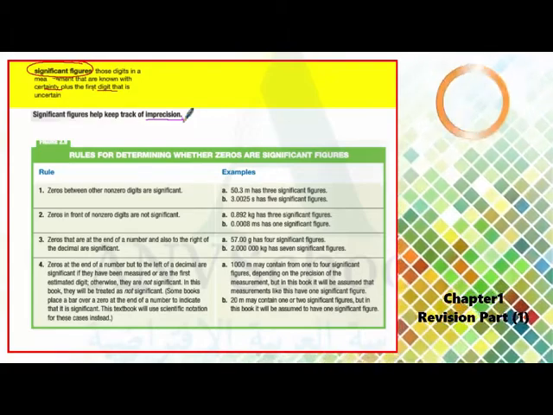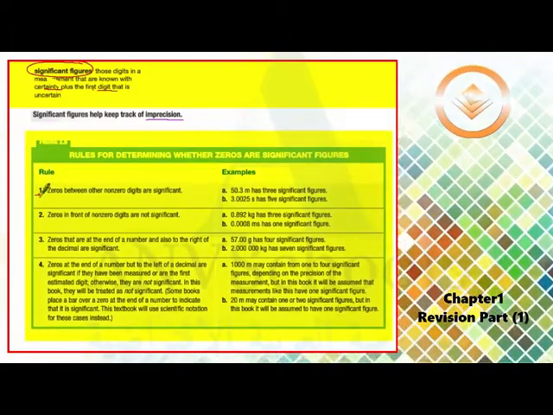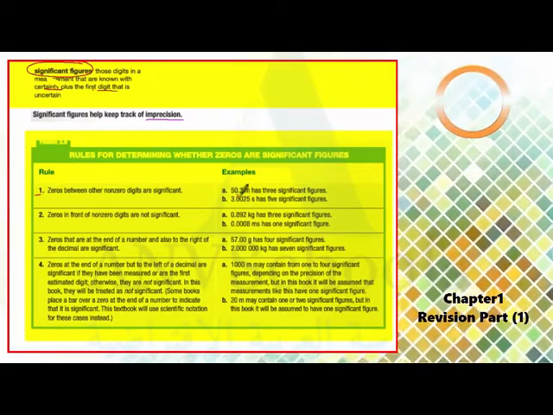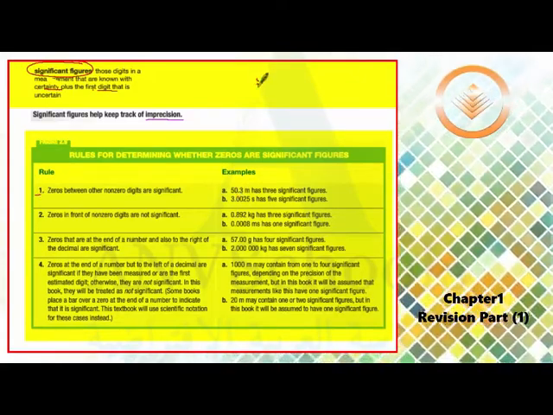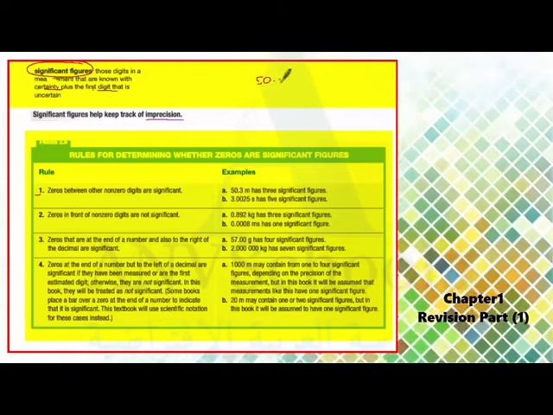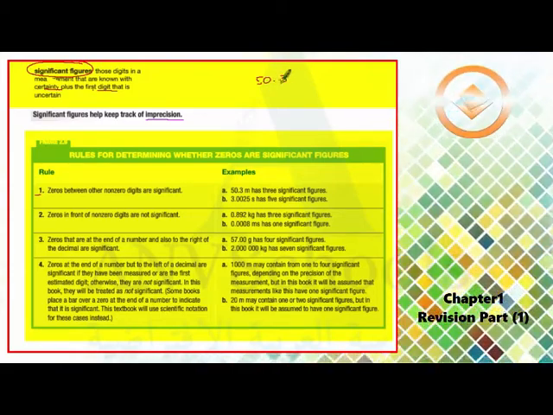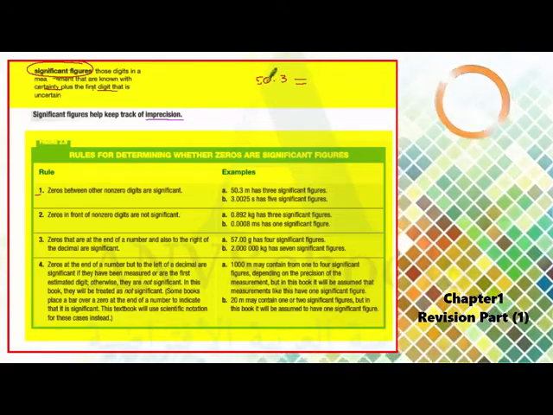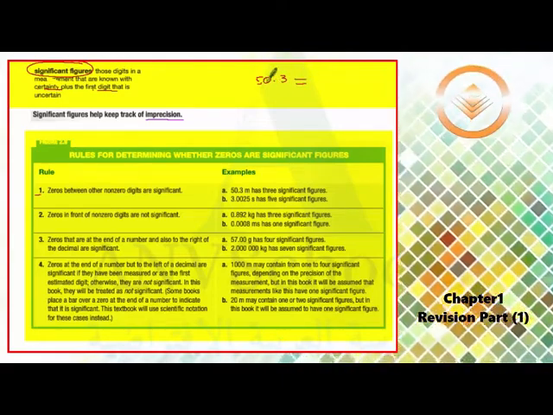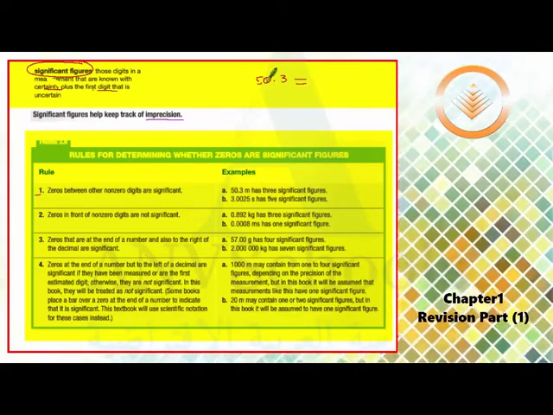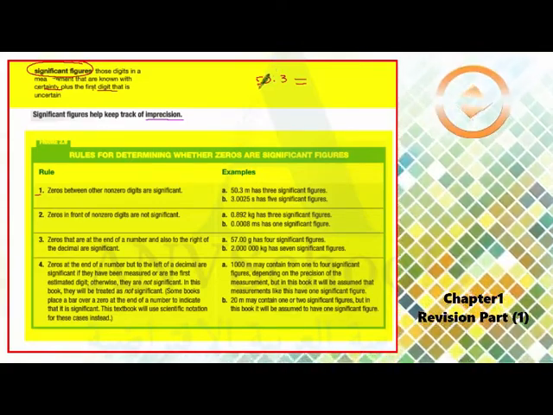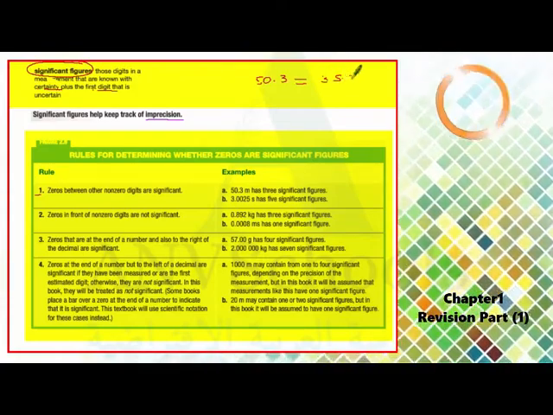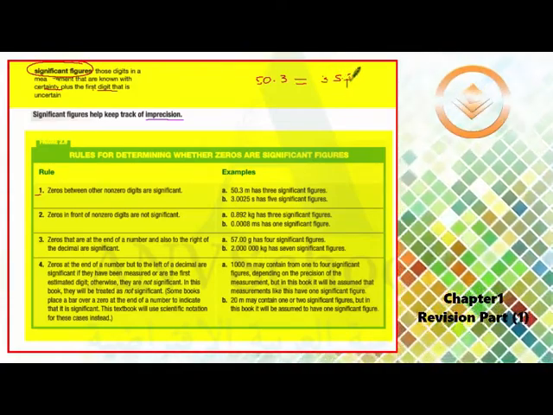Now let's see the rules to determine whether the zeros are significant figures or not. The first rule is: zeros between other non-zero digits are significant. Like here, 50.3. This zero is sandwiched between two numbers. In this case, this zero is significant. In this particular example, we have three significant figures or digits: 1, 2, 3.